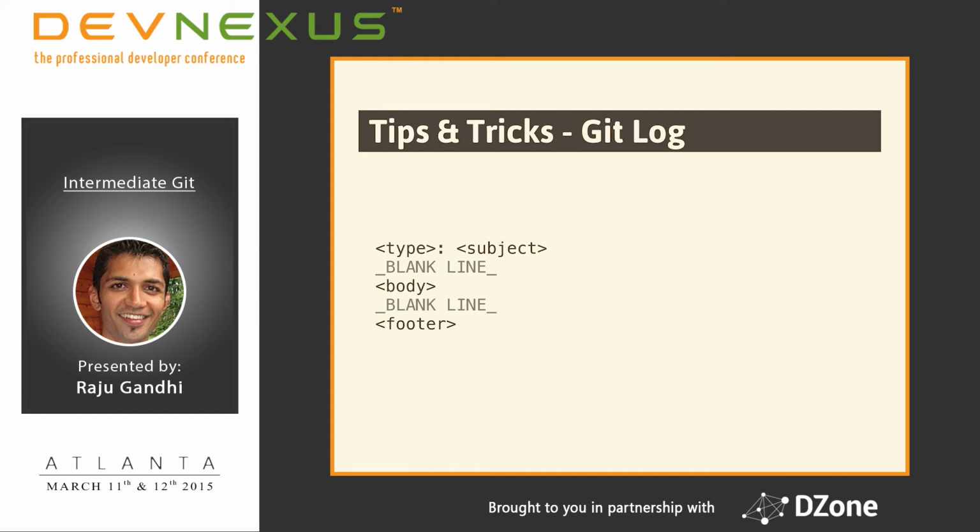Here's a typical format. This is the one Angular uses. This is the one I prefer to use. There is a type tag, colon, space, the subject of the email or the subject of the commit. So feature colon added new button, refactor colon fixed implementation, something like that. Blank line, the body which wraps at 72 characters, blank line, some footer.